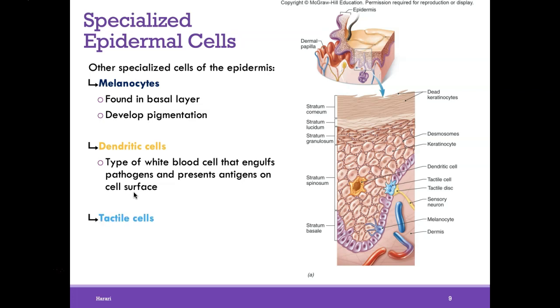there's a threat. We then have tactile cells, which are relatively few in number, but these are receptors for touch and pressure. We see these also in the basal layer of the epidermis, and they're always associated with an underlying dermal nerve fiber. Together, we take the tactile cell and the nerve fiber, we call that a tactile disc. So here's this tactile cell, and here's the neuron, and together we call this a tactile disc. And this can help us detect any pressure when we touch something.